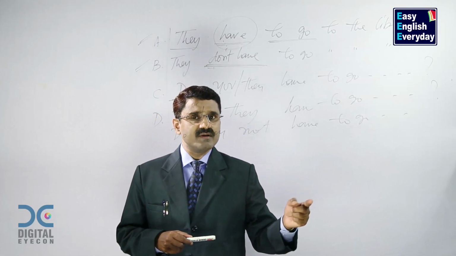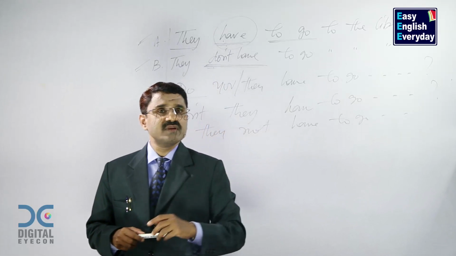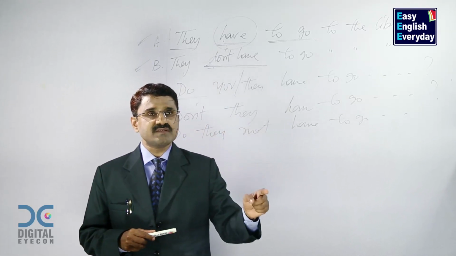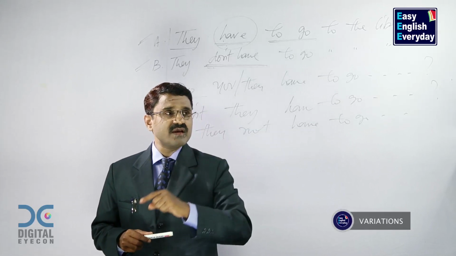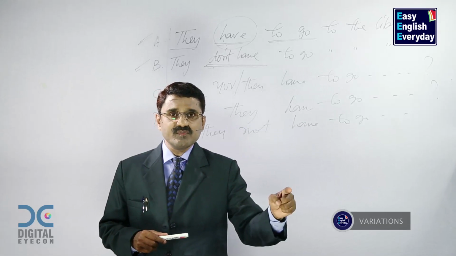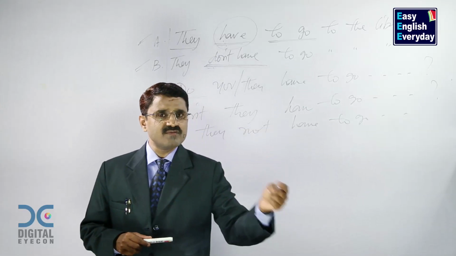They have to sit here. They don't have to sit here. Do they have to sit? Don't they have to sit? They have to practice. They don't have to practice. Do they have to practice? Don't they have to practice? They have to earn money. They don't have to earn money. Do they have to earn money? Don't they have to earn money?